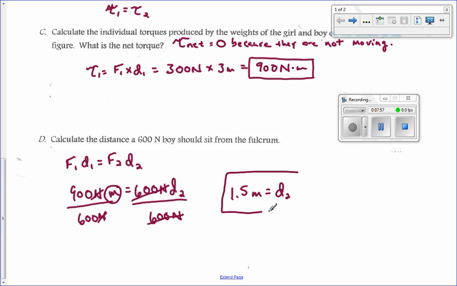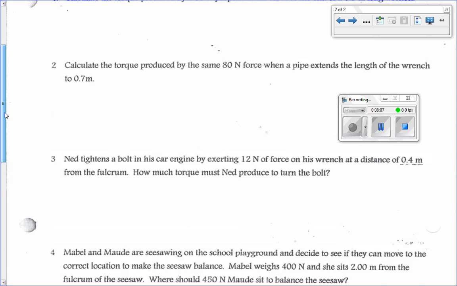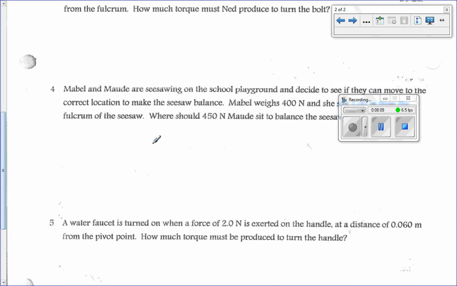The most difficult problem on this worksheet is going to be number 4. And number 4 is just like examples C and D.